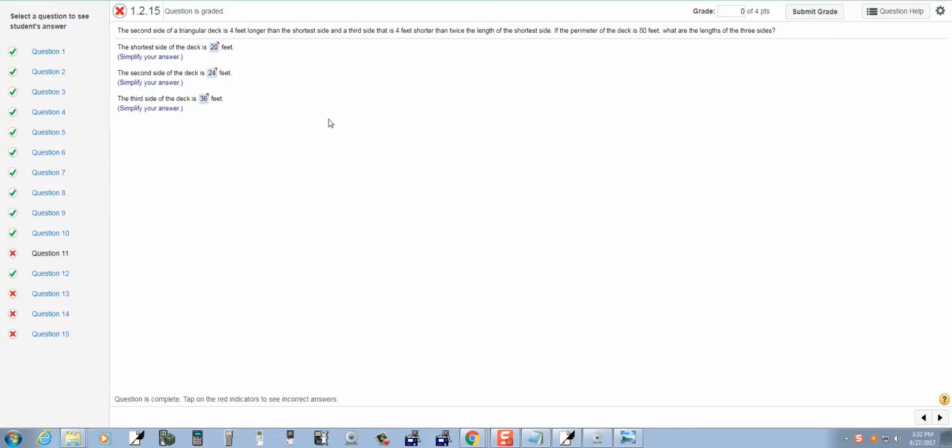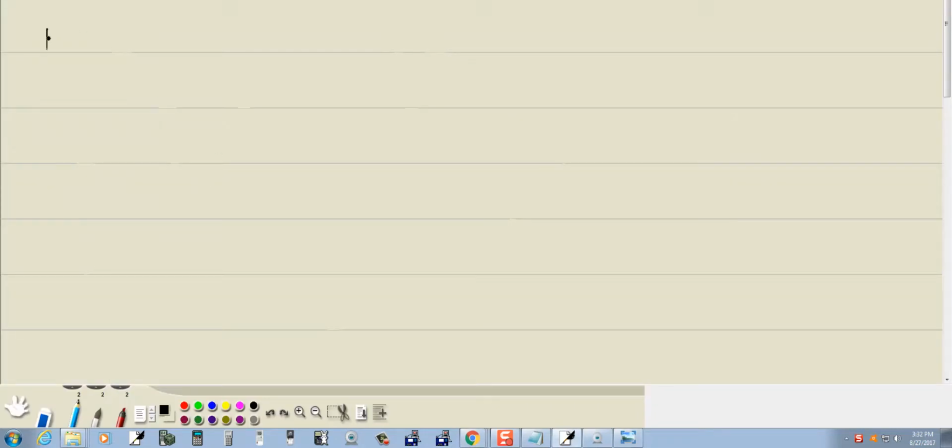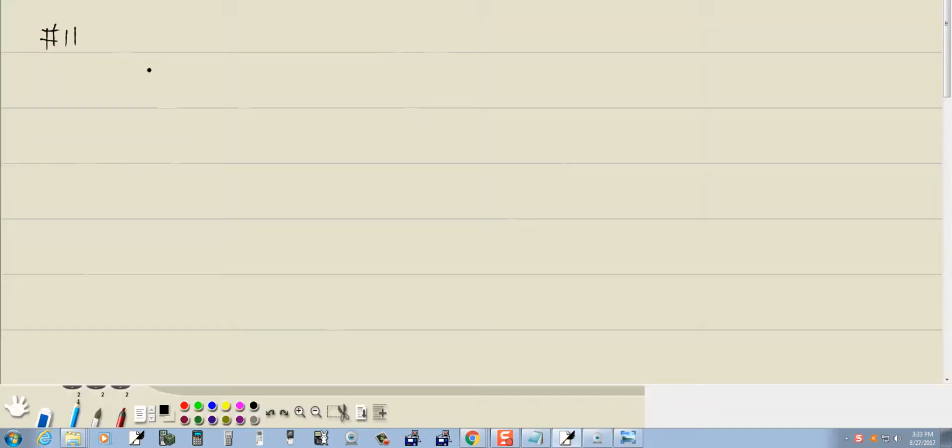Okay, let's take a look at this. I brought up one of your attempts, and I'm hiding the top part so you can't see any names, so I'm not putting your grade out here. Okay, second side of a triangular deck. Okay, triangular deck.